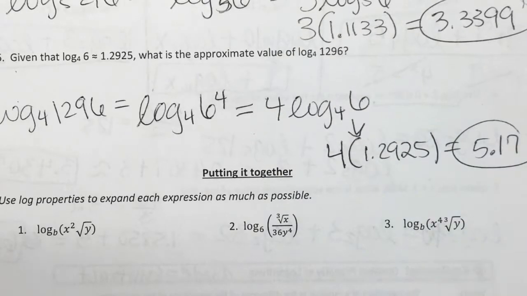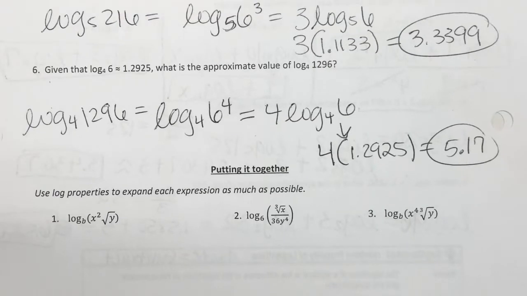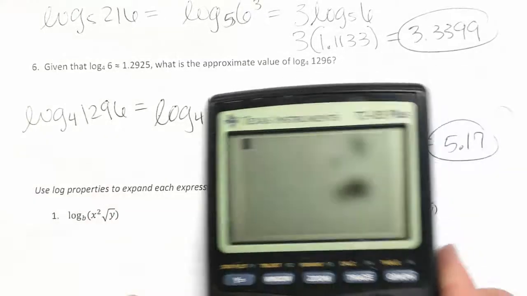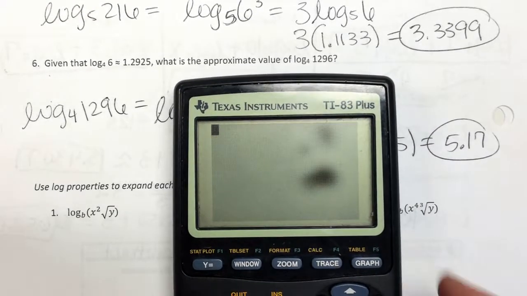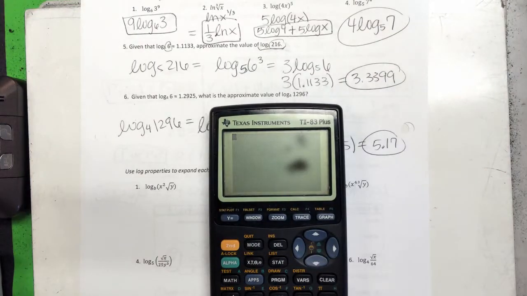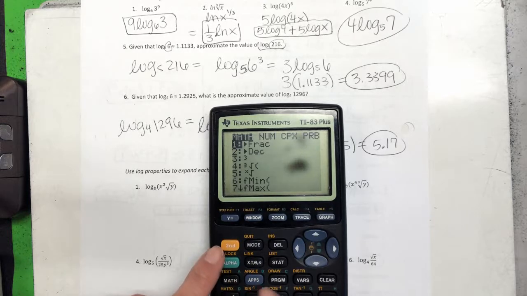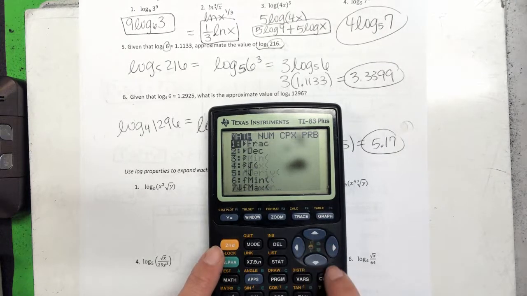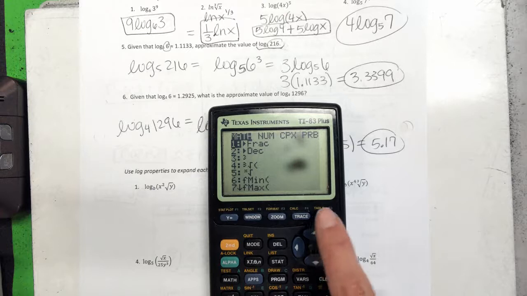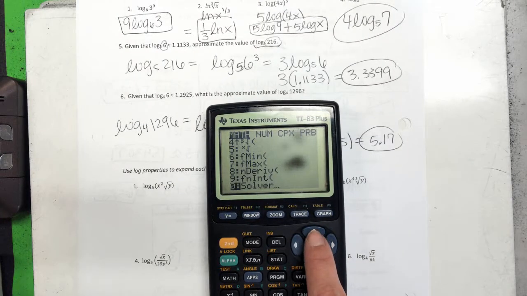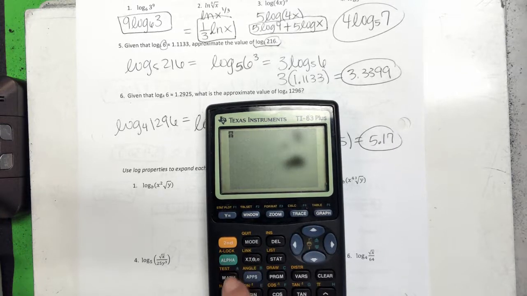5.17. That's what I got. Everybody get that? Alright, now I shall show you how to do it in your TI 83 or 84. So, if you want to practice this, first you're going to hit, let's see if I can remember, math. Yeah, hit the math button. I want you to hit the up arrow, and you see where it says, oh, maybe I didn't hit the right thing. Let me try it again.